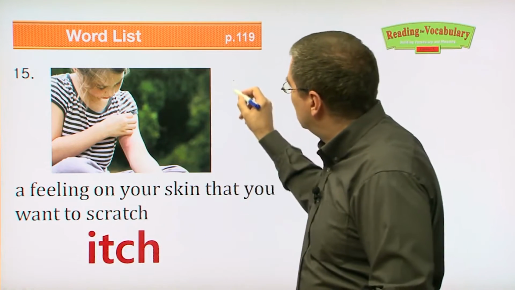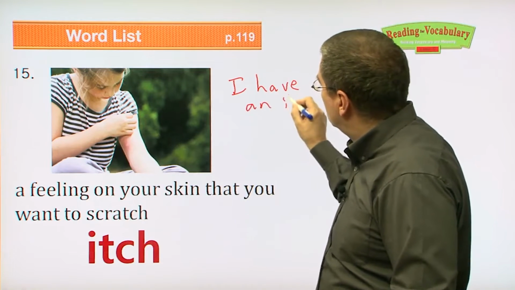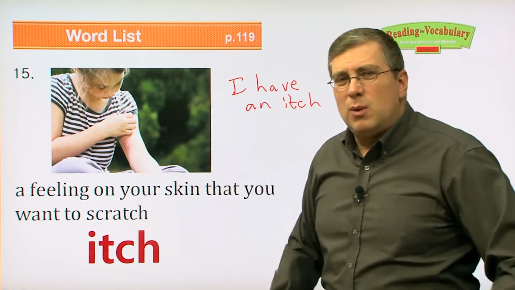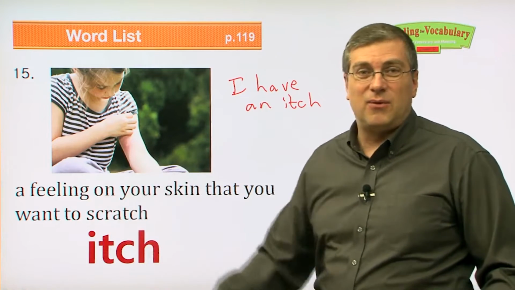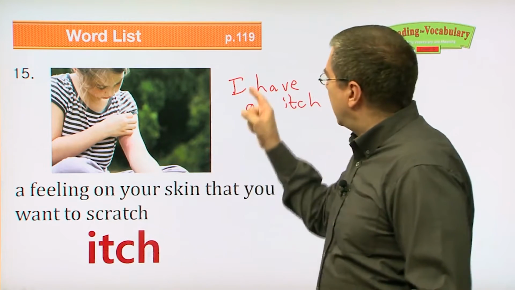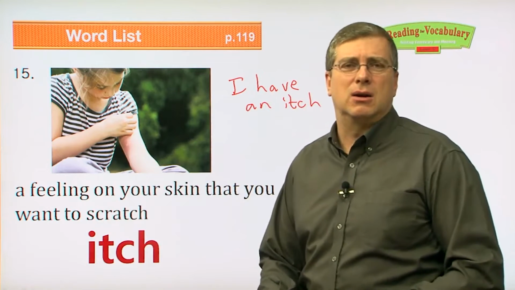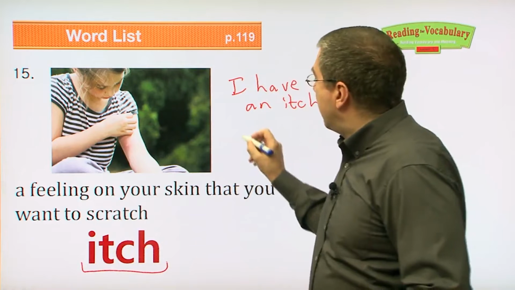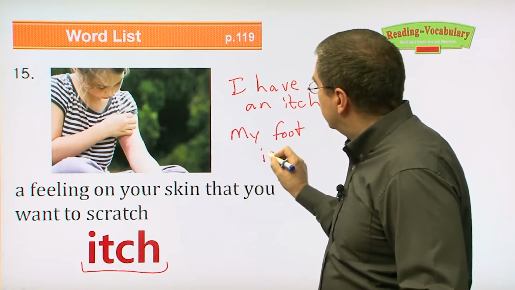I have an itch. Excuse me, I have an itch. I have an itch on my arm. When I wear shorts, and at nighttime, if I'm in the forest, all the mosquitoes really bite my ankles. Oh, I hate it. I have an itch on my ankles, on my foot. So I have an itch. You can also say my foot itches.